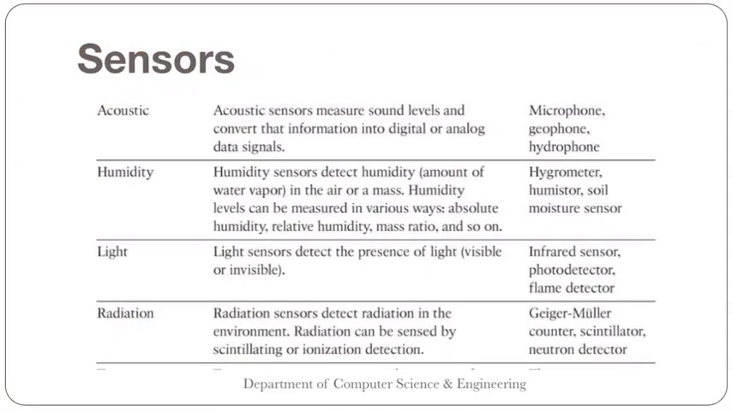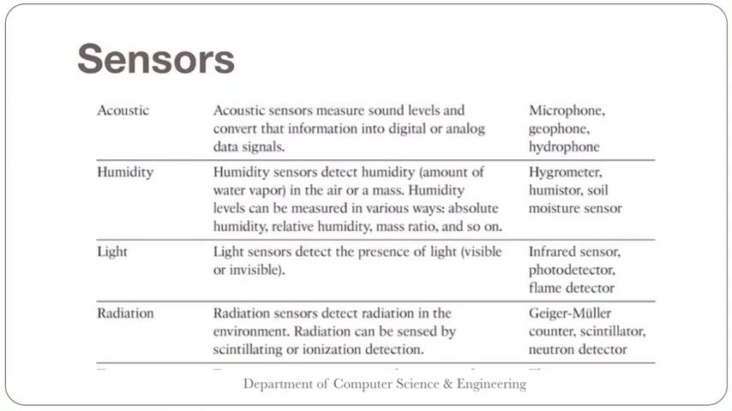Then humidity. Obviously, the humidity sensor detects the amount of water vapor present in the air. Okay, so humidity levels can be measured in various ways: absolute humidity, relative humidity, mass ratio, and so on. For measuring humidity, we have different sensors like hygrometer, humistor, soil moisture sensor. So they will measure humidity. Then we have light sensors, which detect the presence of light, whether it is visible or invisible. So infrared sensor, photodetector, flame detector, so those are for the measurement of light.